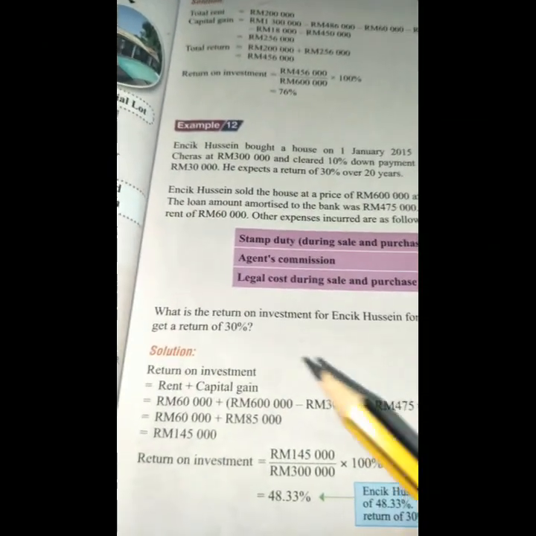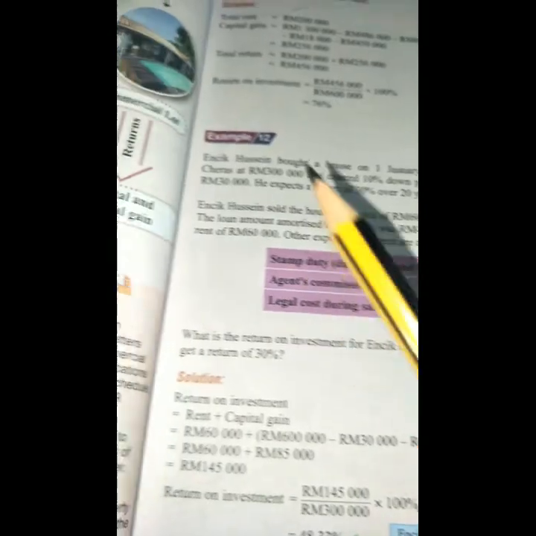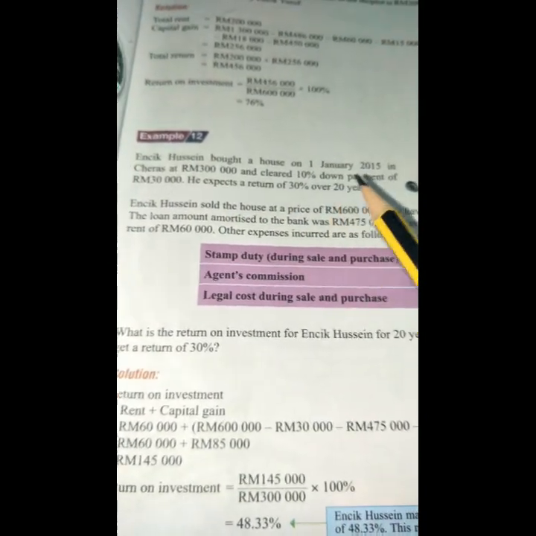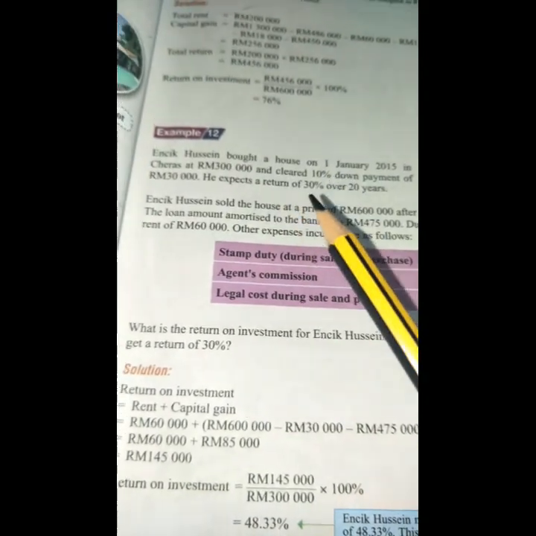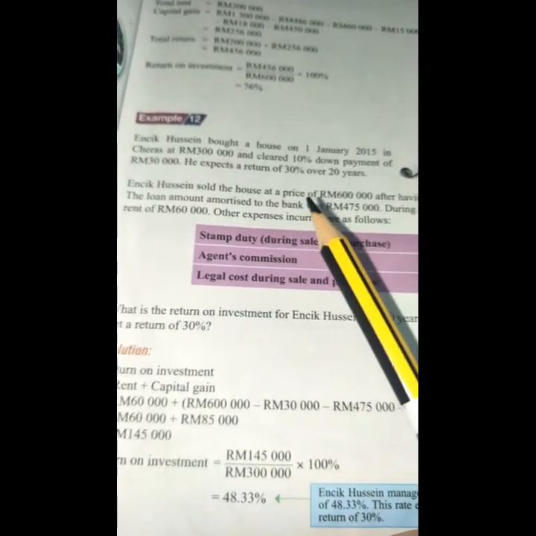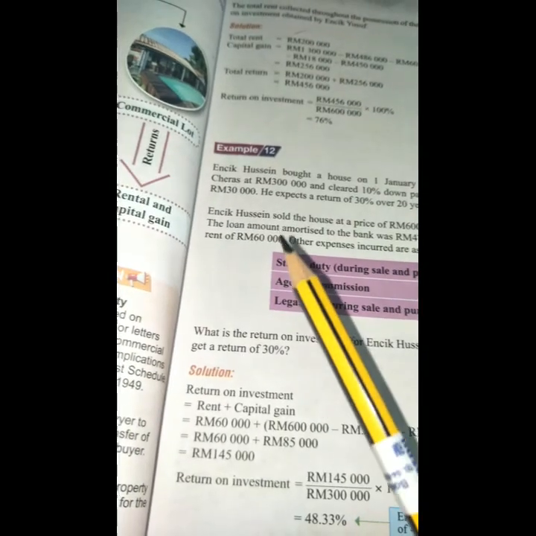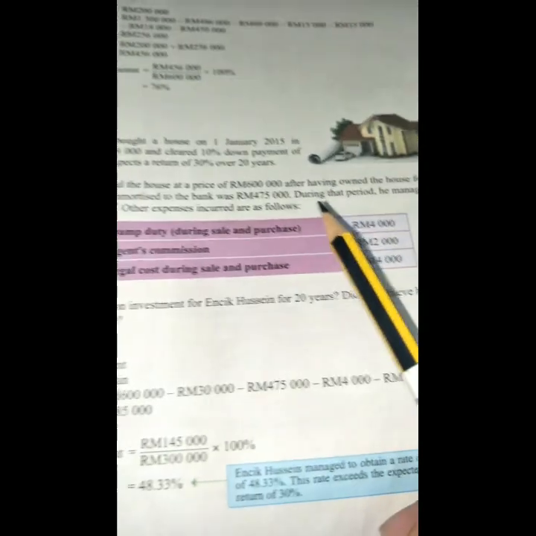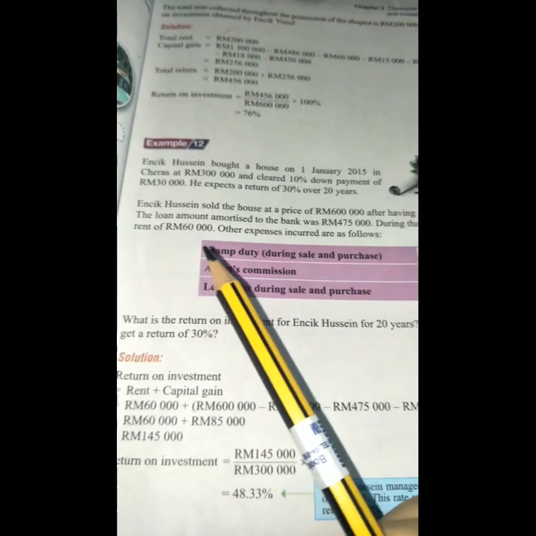So example 12. Encik Husin bought a house on 1 January 2015 in Cheras at 300,000 ringgit and paid a 10% down payment of 30,000 ringgit. He expects a return of 30% over 20 years. Encik Husin sold the house at a price of 600,000 ringgit after having owned the house for 20 years. The loan amount amortized to the bank was 475,000 ringgit. During that period, he managed to earn a rent of 60,000 ringgit.